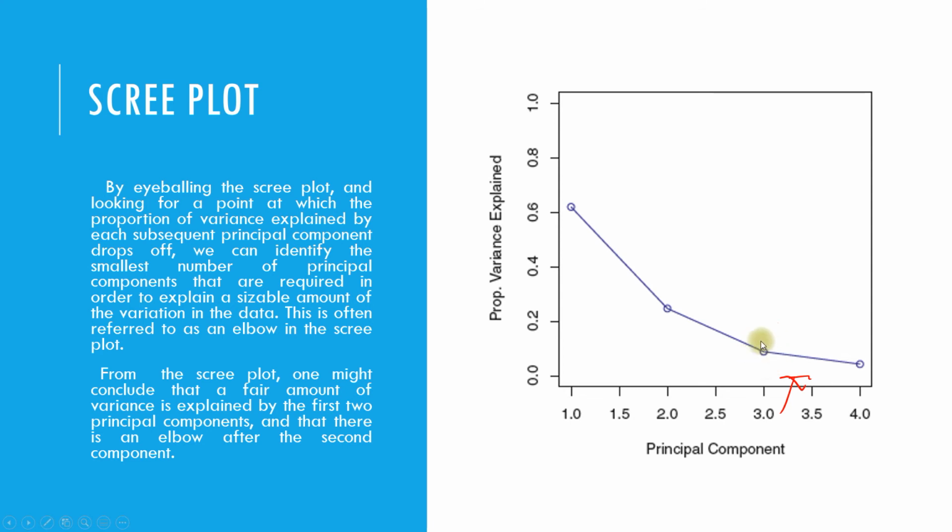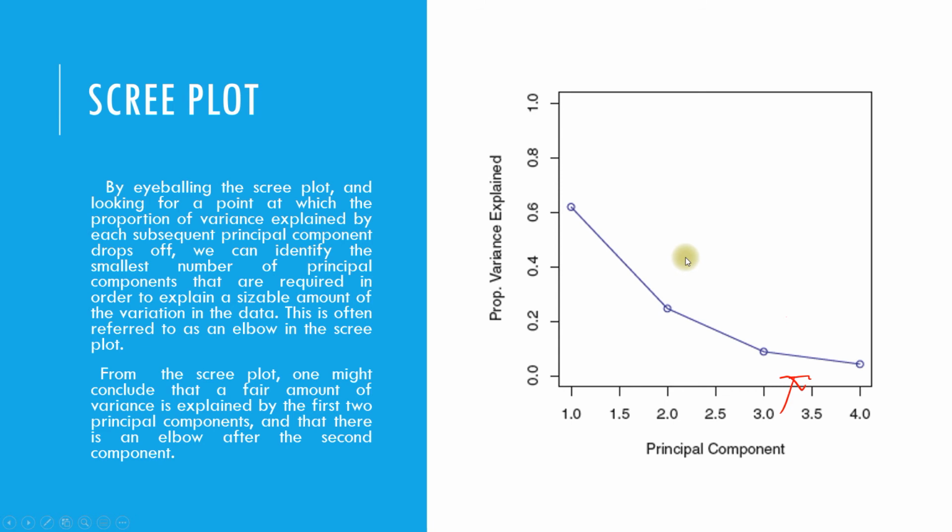Now, just before I move on, just note that the third is explaining less than 10% of variation in the data, and the fourth as well. Which means that these are not really helpful, so we may disregard them. They do not explain much about the data. So we may wish to disregard them and consider only the first two.